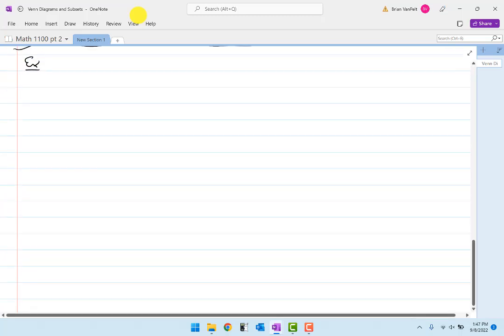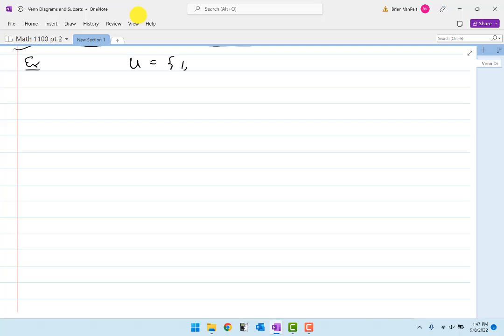So in this problem, let's let U be the following set. We'll have U equal to the set of 1, 2, 3, 4, 5, 6, 7, 8, 9, 10. And then we'll let A be the odd numbers. So A will equal 1, 3, 5, 7, 9. And so A prime, or the complement of A, should be all the items that are in U that are not in A. So let's take a look at those.